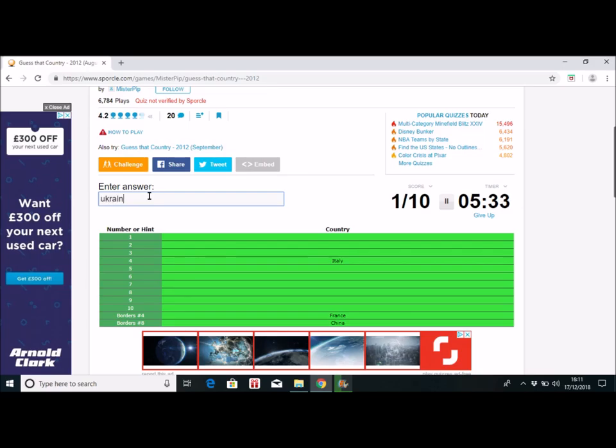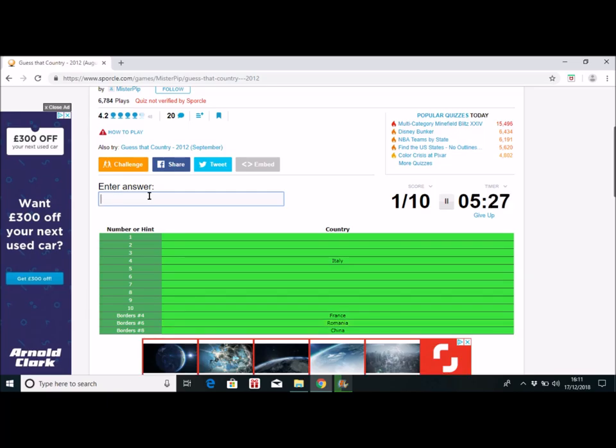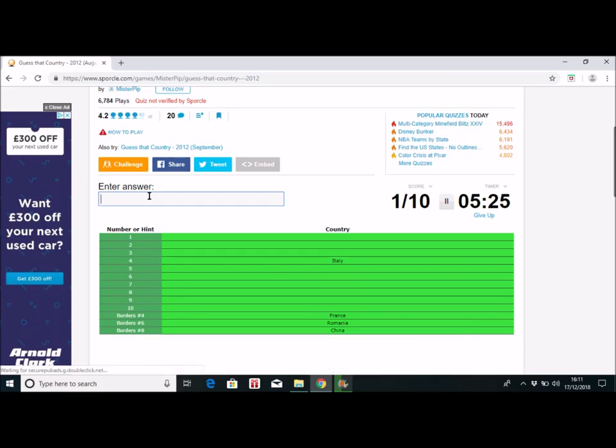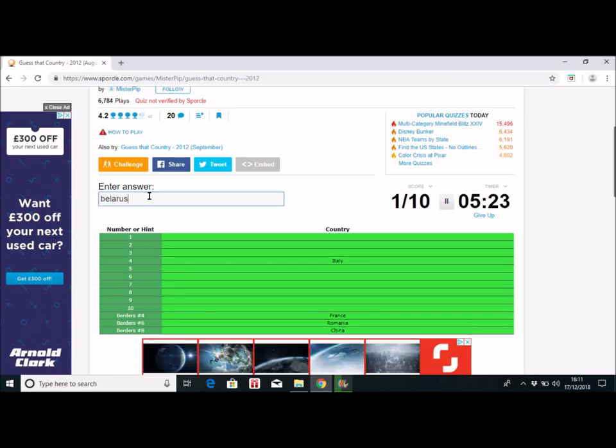Ukraine. Eastern European. What about Romania? Romania. Okay, good. So 6 borders Romania. So it could be Belarus. That borders Romania. Moldova. What about Greece? Does that border Romania? This is difficult. This is very hard. I'm not very good with this region.